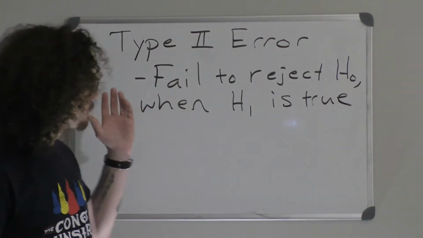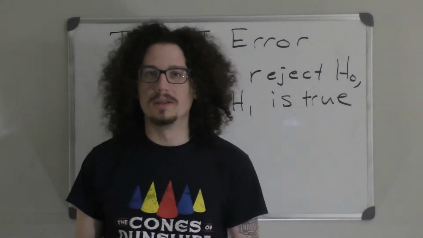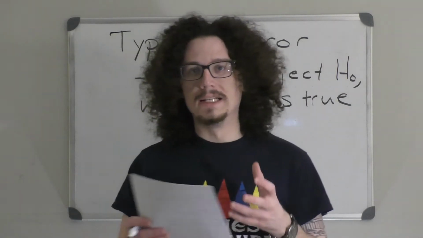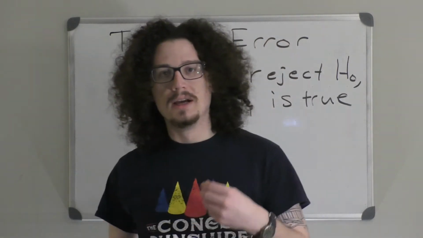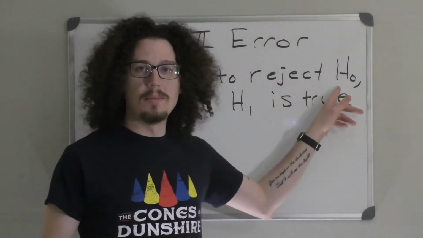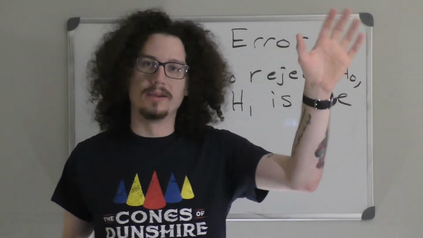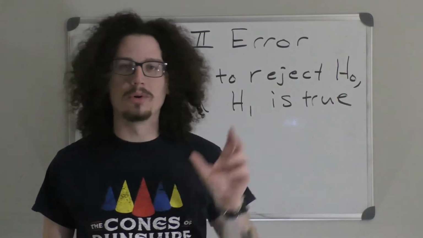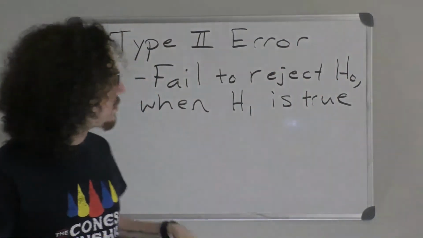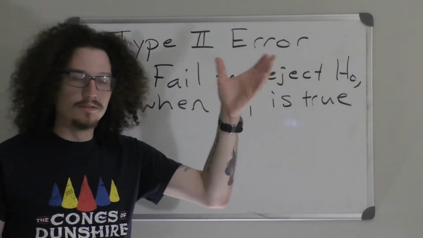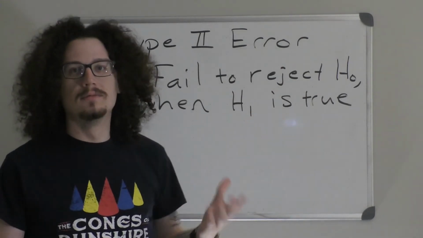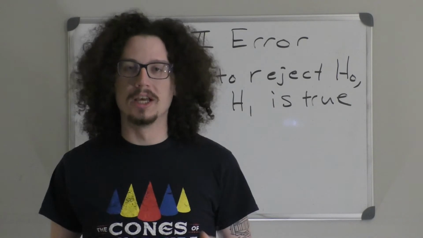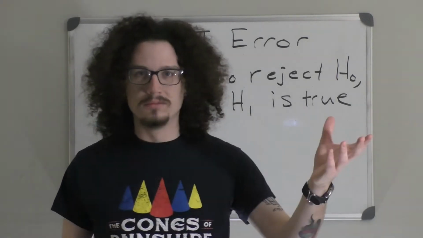Again, using the concept of the trial, a type 2 error there would be failing to reject the null hypothesis. So we're saying we can't prove that they're guilty, so we're just going to keep going with that for now. But they actually are guilty. In other words, letting a guilty person walk free.